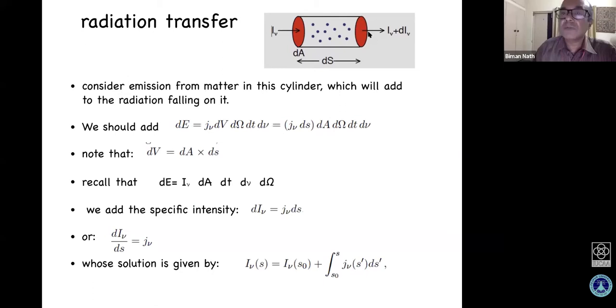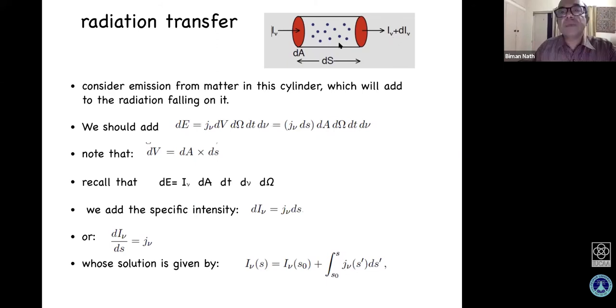Schematically, I'm showing it like this. And let's say after it emerges out of the cylinder, the specific intensity is changed by an amount dI nu. And this can be minus, that can be plus, I don't know yet. But there's some deviation that I expect.